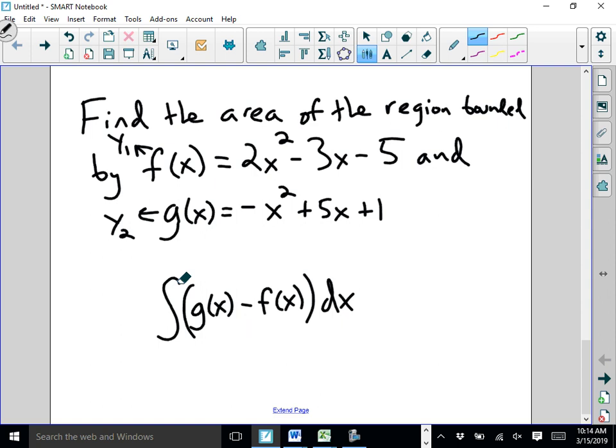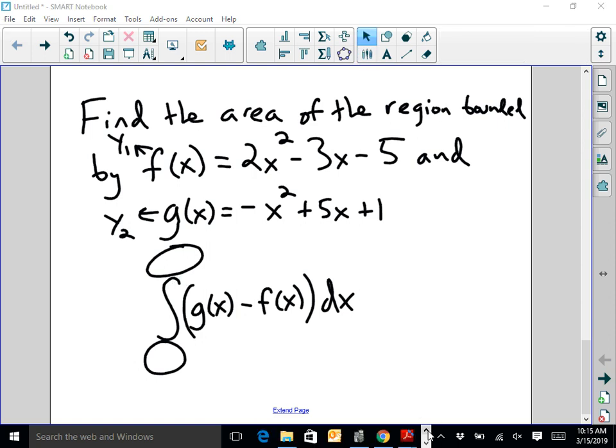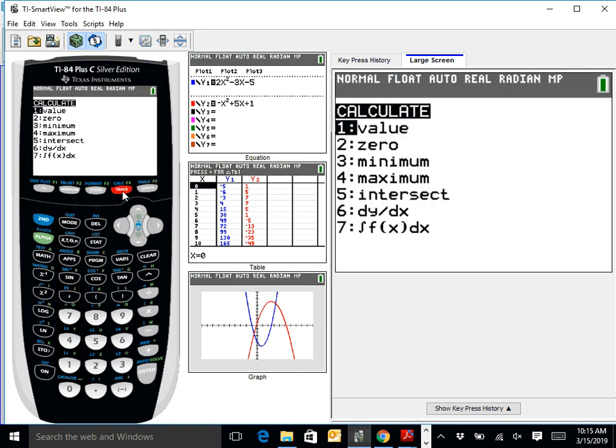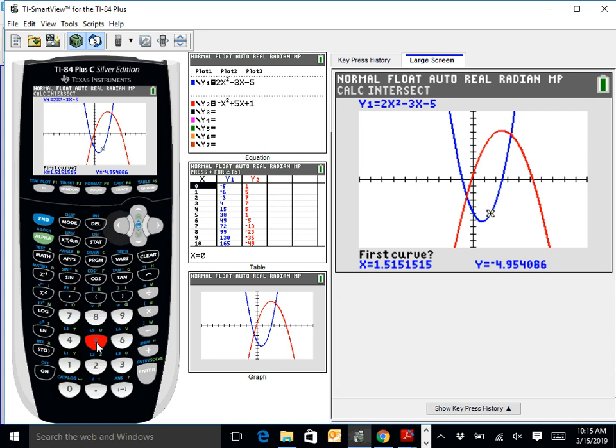Okay? But what I'm missing here is what goes here and what goes here. Those are the two things that I need to use my calculator to find. What I need to find are those intersections. So watch how we'll do this. I'm going to hit second calc intersect, and I'm going to move the cursor to that left bound. I always want to get the left bound first, then the right bound.